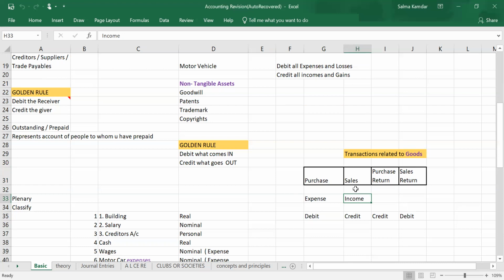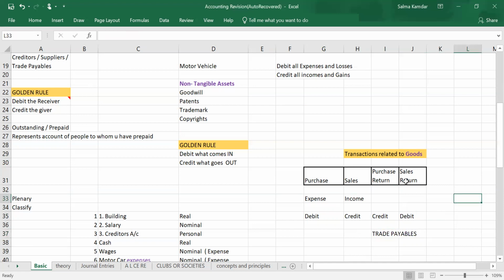Okay. Can someone give me the journal entry for purchase return? Purchase return credit, cash debit. Okay, purchase is an expense, so it is always debit. Purchase return will be credit. So if purchase return will be credit, what will be debited? Cash. No, your trade payables will be debited.